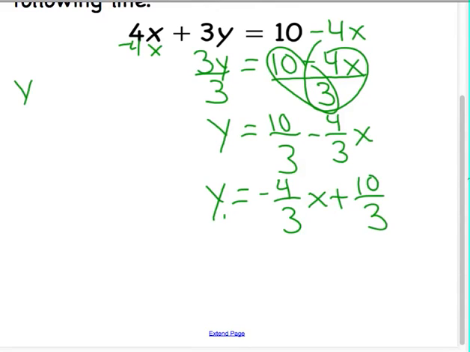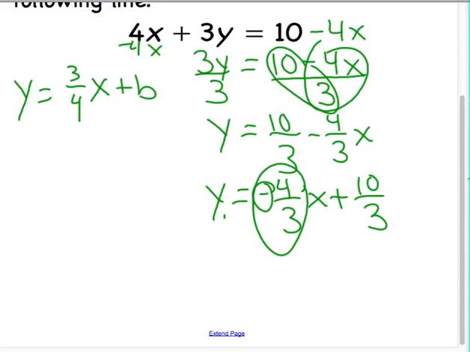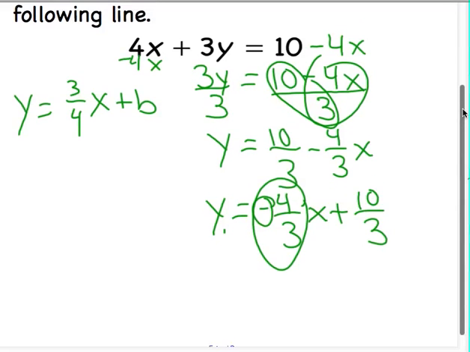Then I go over here, and this time, notice the slope. The slope is -4/3, but the problem is telling me to do the perpendicular line to this line. So I'm going to flip it, 3/4, and make it negative. Well, it's already negative, so a negative of a negative makes it positive. x plus b. And the last thing I need to do is solve for b.